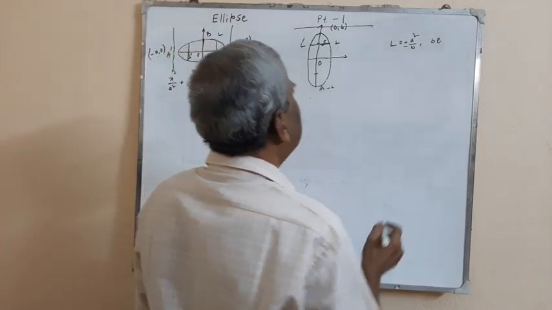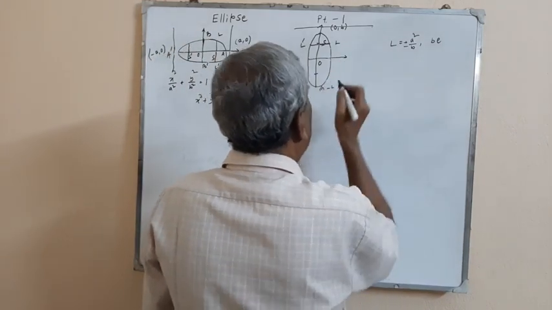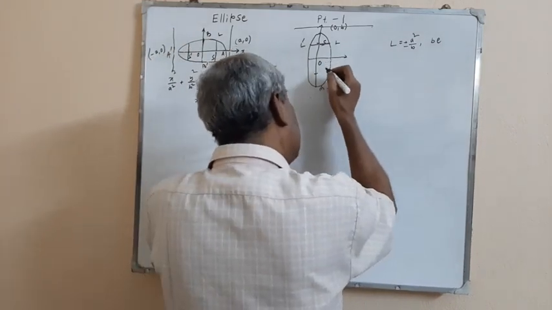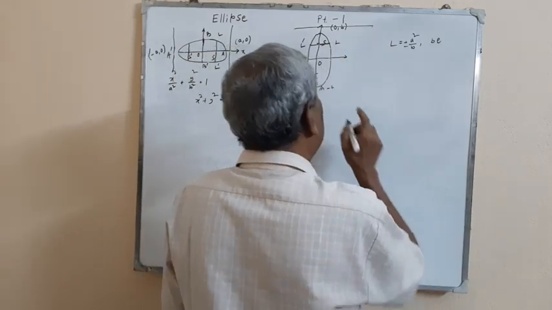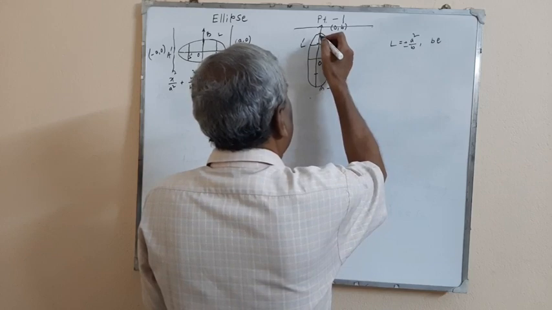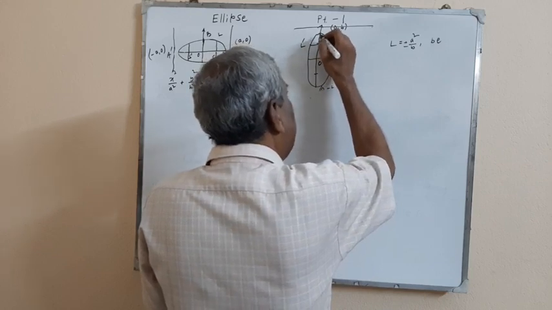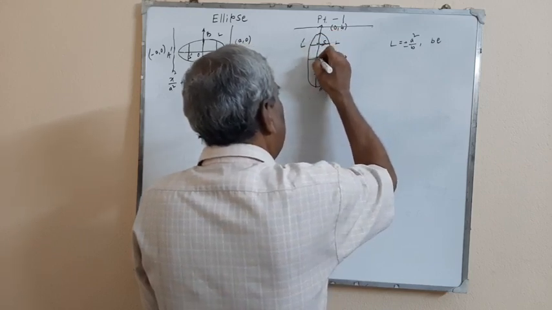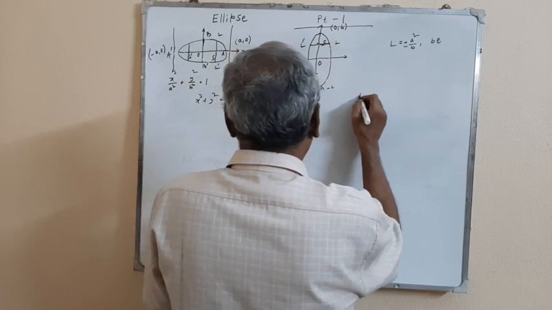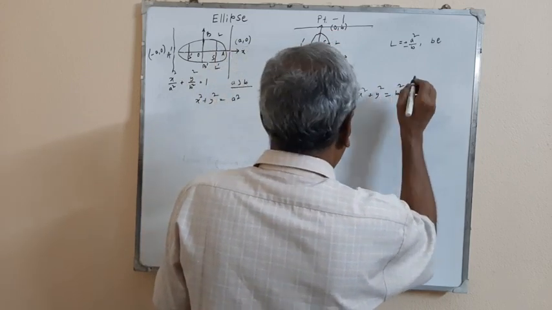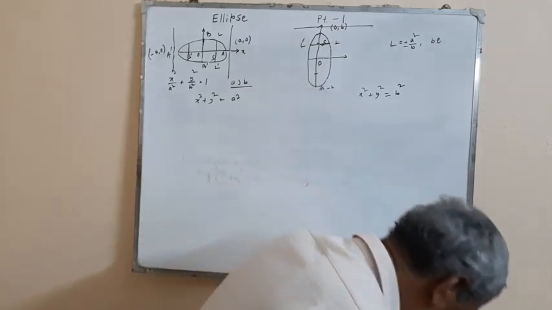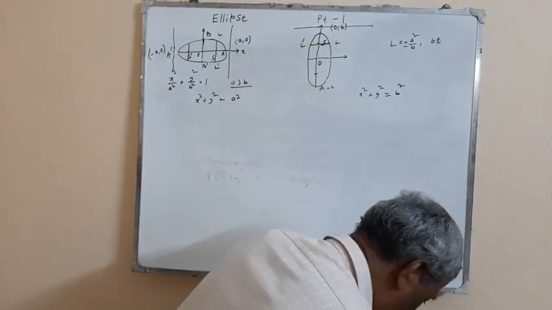For that case, it is the circle whose center is at the origin, the center of the ellipse, and the radius is this one, that is b. So it is x square plus y square is equal to b square.